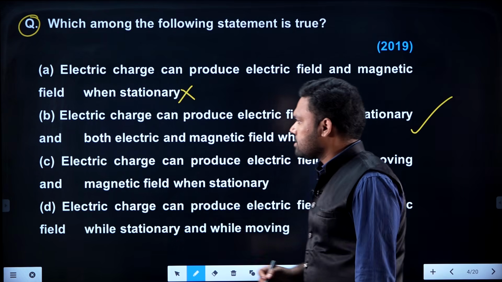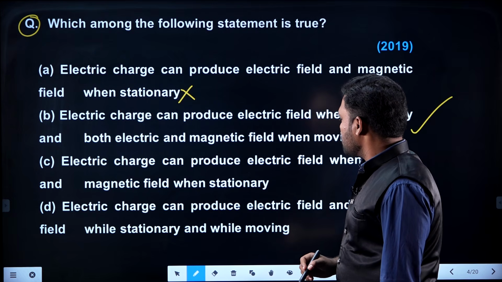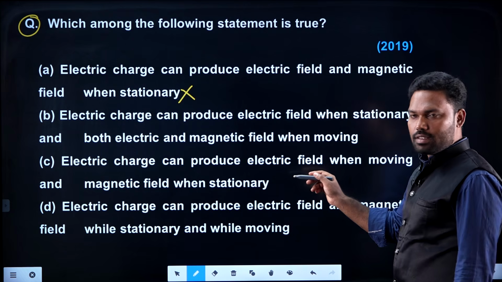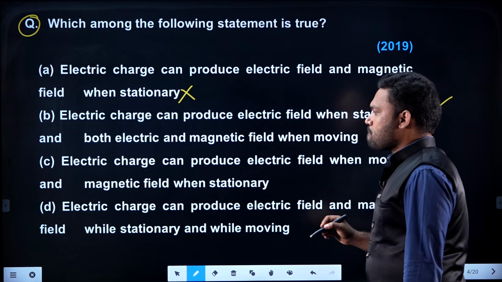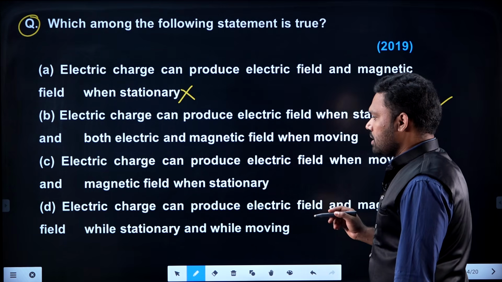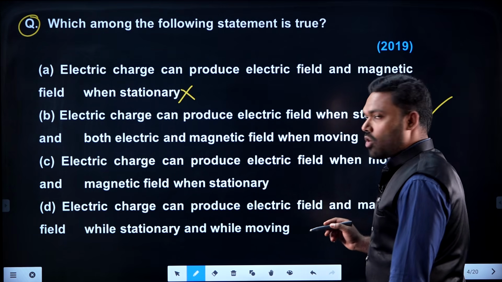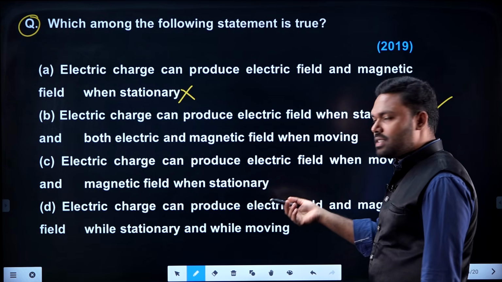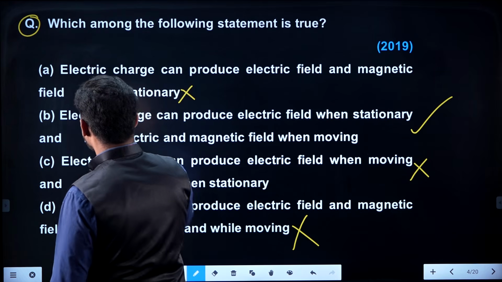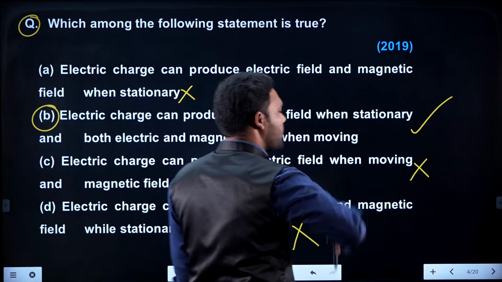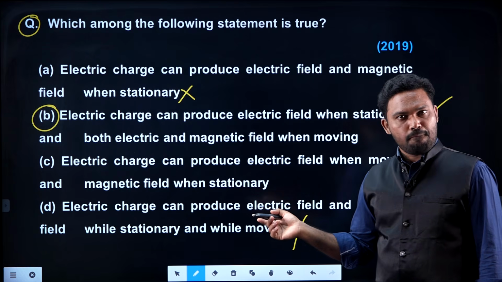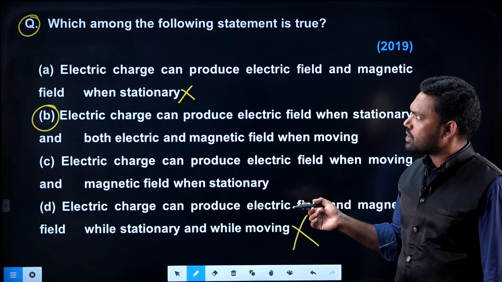Observe the third statement. The electric charge can produce the electric field when moving and magnetic field when stationary. It is completely reversed, isn't it? So it is a wrong statement. Last one: electric charge can produce the electric field and magnetic field while stationary and while moving. Wrong. When it is stationary, it can generate only the electric field. Obviously, for the given question, option B is the answer. See the level of questions asked and the type of questions asked. That is our intention. Anyhow, let us have the next question.